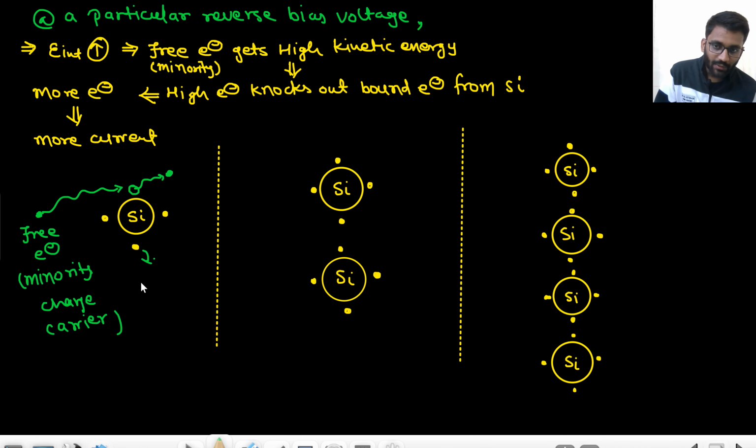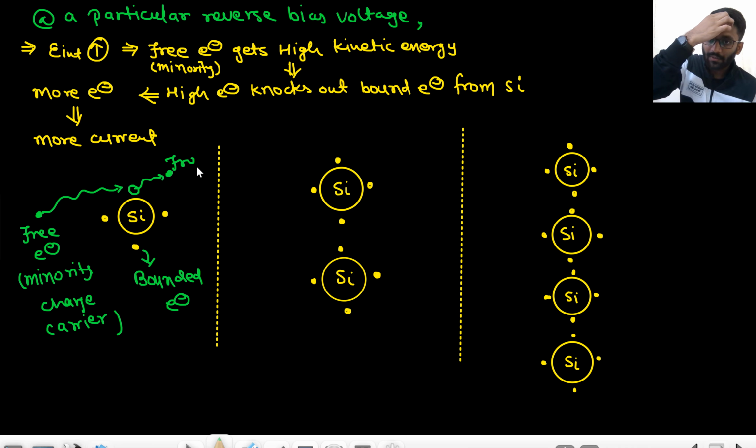This was your bounded electron, right? This was your bounded electron, bounded from silicon. Now, since this electron has knocked out this bounded electron, this electron has become a free electron again. And there is this vacancy, that is hole. So now from one electron you are getting two free electrons.